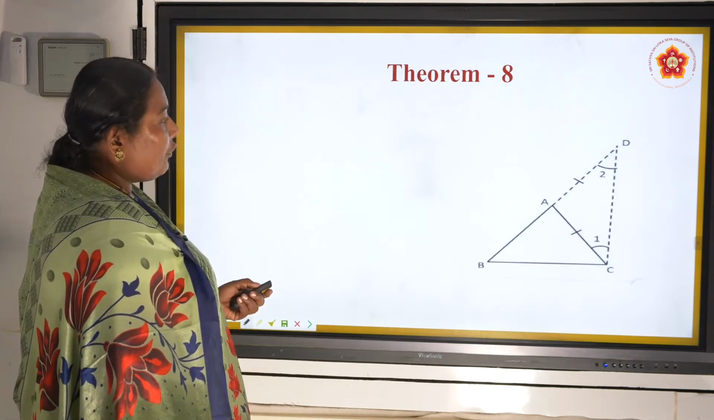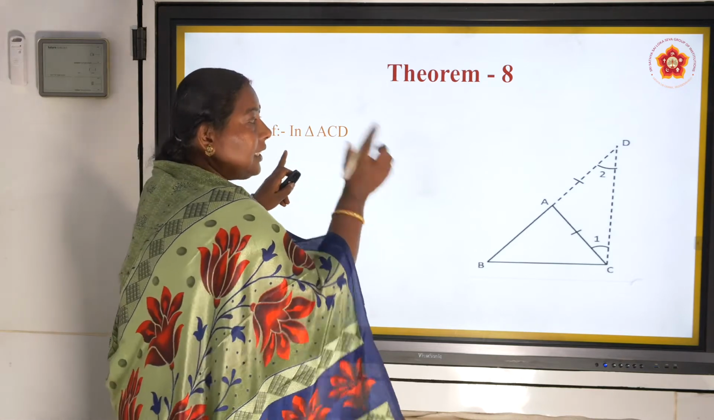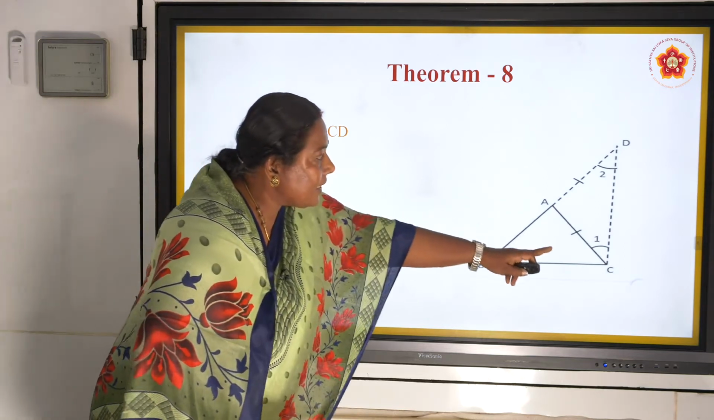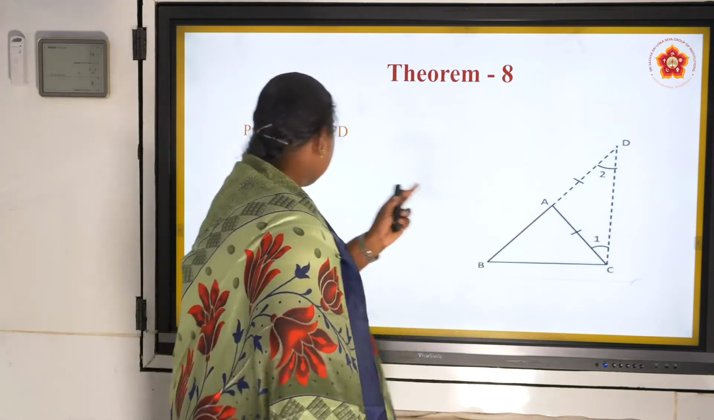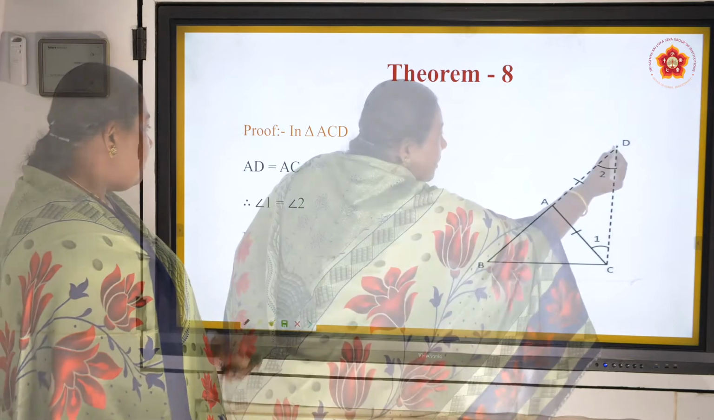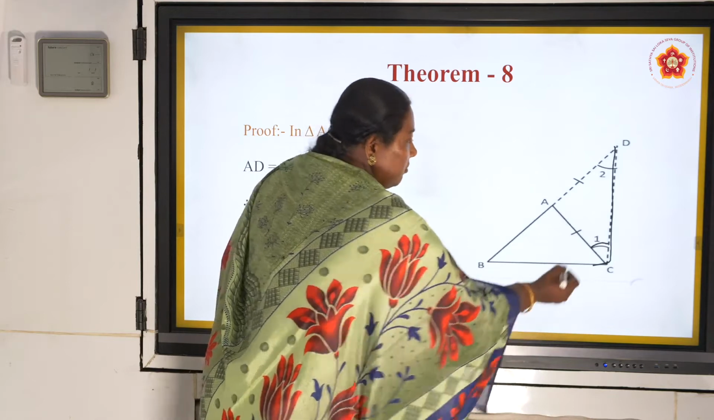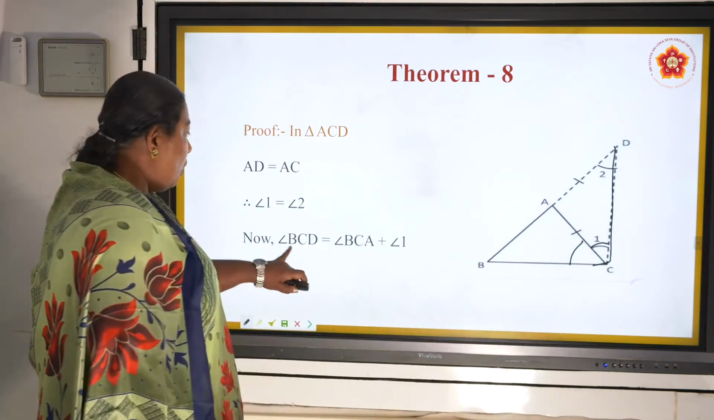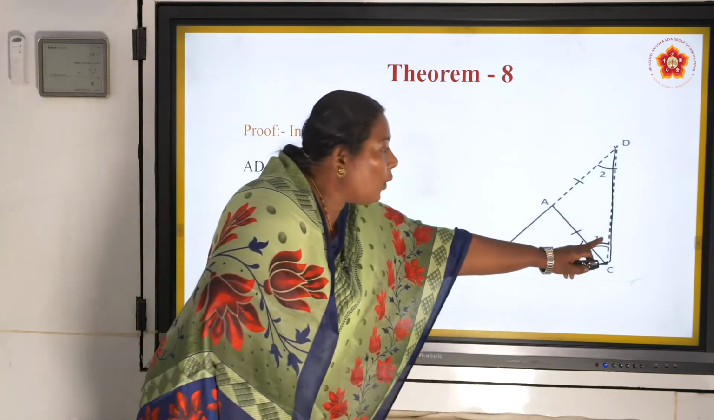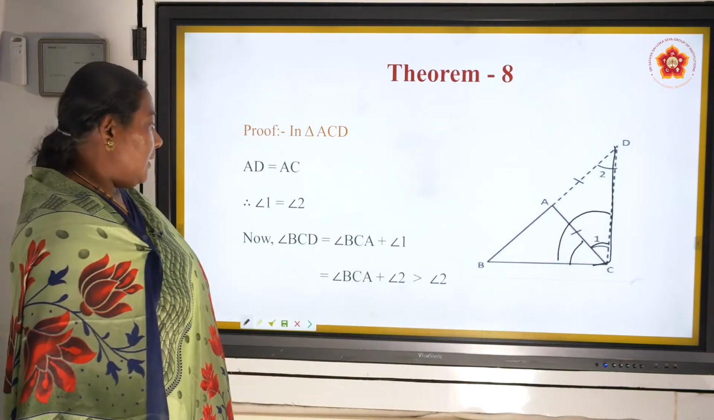So let us see the proof. In triangle ACD, since I have constructed it so that it looks like an isosceles triangle, AC is equal to AD. So angle 1 is equal to angle 2, right? Now I have joined all these things. This is the one I have named 1. This one I didn't give a name. So I am writing BCD is equal to BCA plus 1. That means I am adding both the angles. That's all. Nothing more than that.